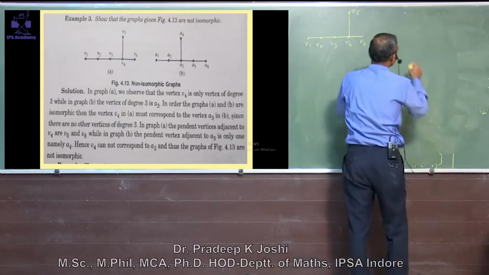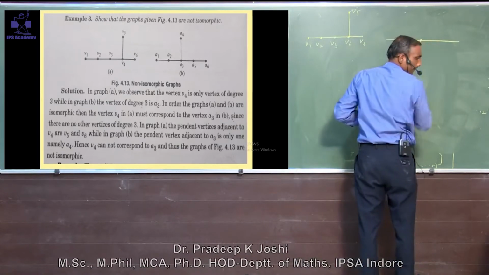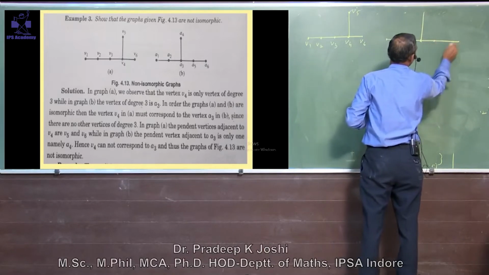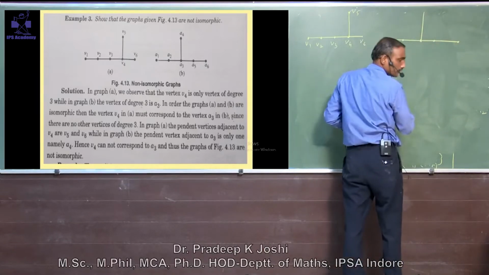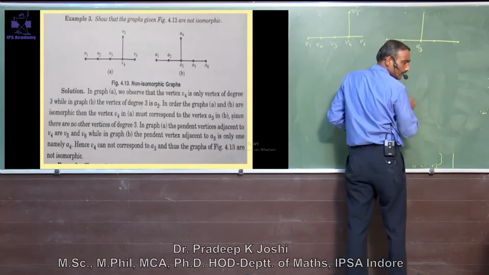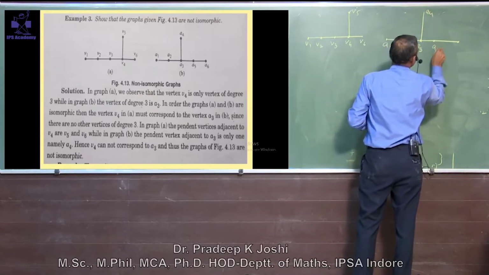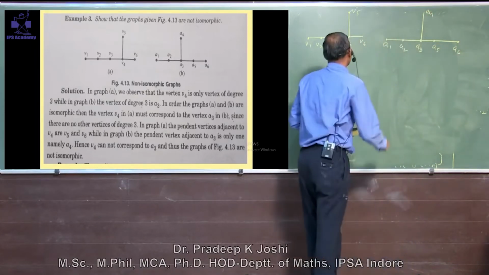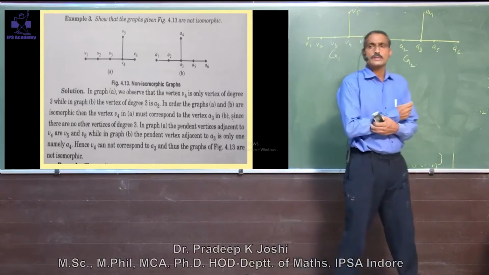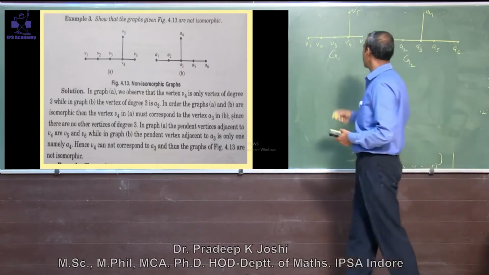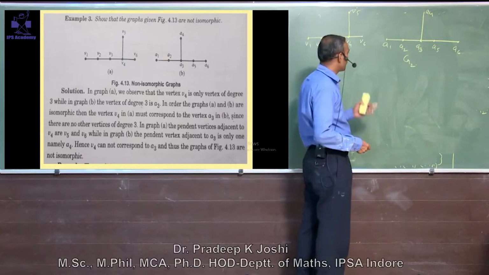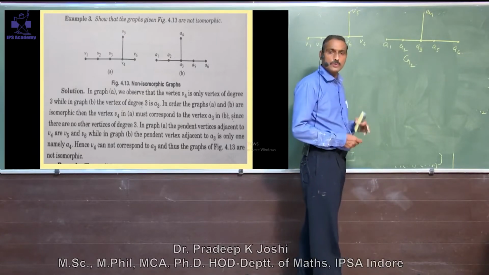The other graph has vertices A1, A2, A3, A4, A5, A6. This is the graph G1 and this is the graph G2. Now first we have to check the basic condition. The number of vertices in G1 and G2 are the same, and the number of edges in G1 and G2 are the same.